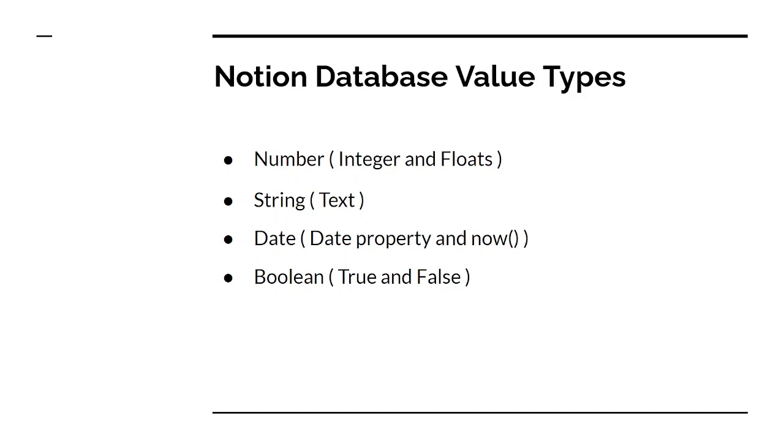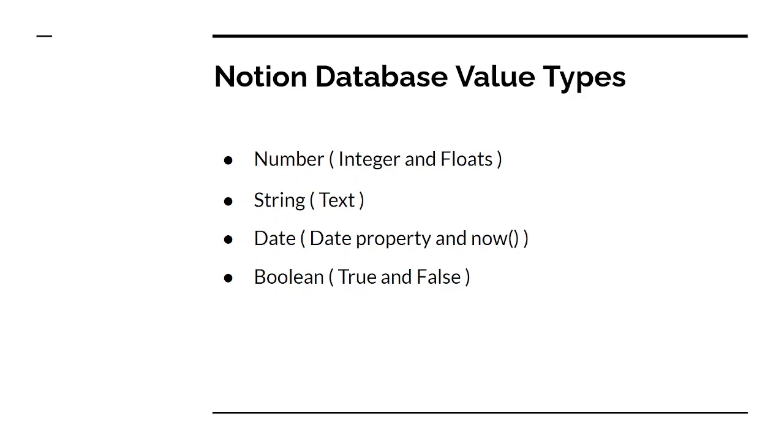Second, string is where it is a character or letter or text. Both can be considered as string. Third database value type is date. Date has two types of things. One is a date property where you can actually set a date. The second one is the now function. It is a function predefined within Notion's tool. Now will give you the date of this particular day. So date has two ways.